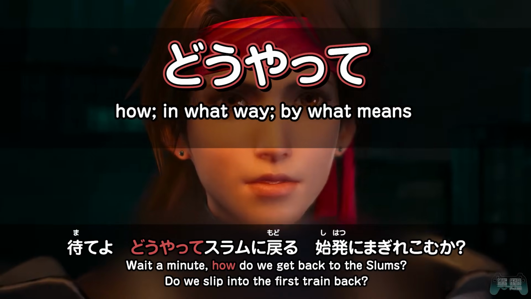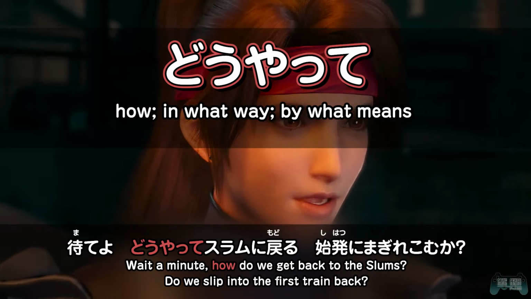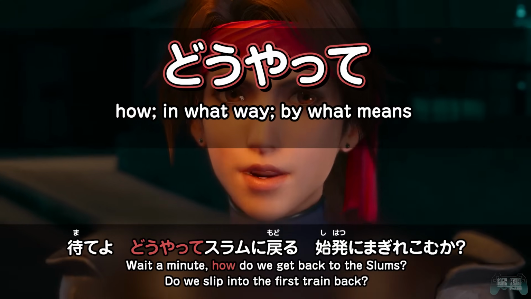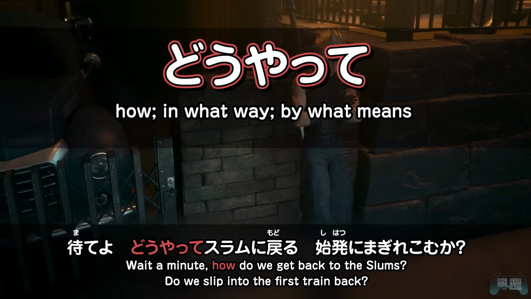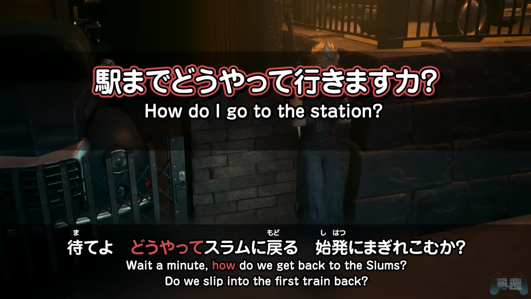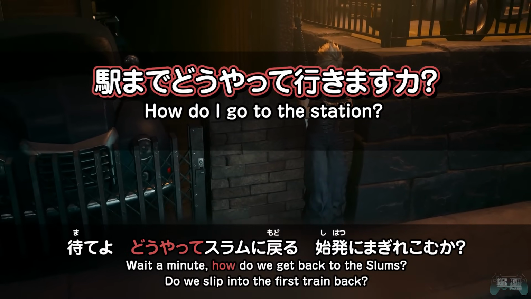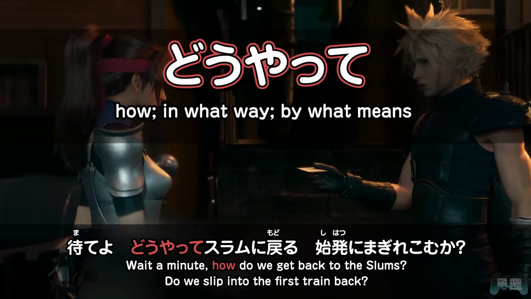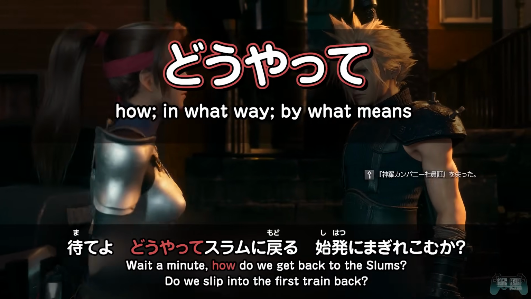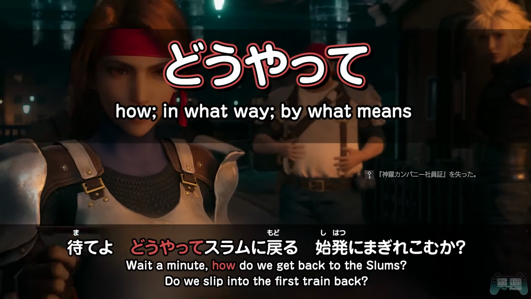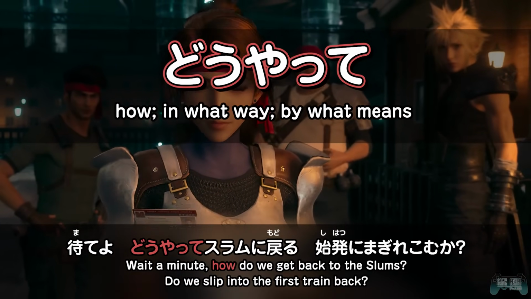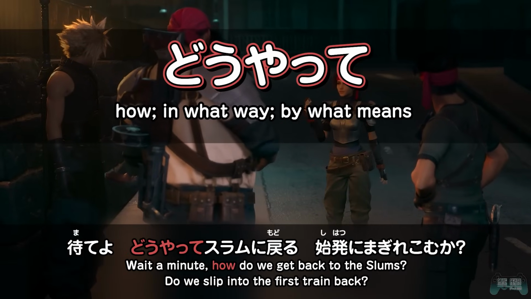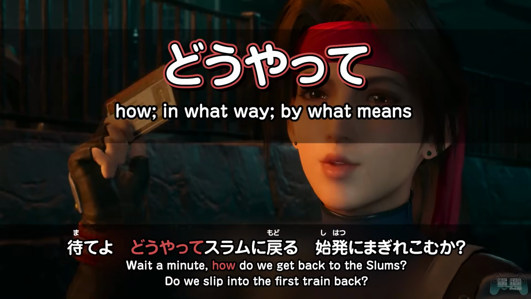How, in what way, or by what means. どうやって is a very useful expression that focuses on the means of doing something. 駅までどうやって行きますか? How do I get to the station? Or take this example from Final Fantasy VII Remake, where Biggs is asking Jesse precisely how they're supposed to get back to the slums. どうやってスラムに戻る? How do we get back to the slums?